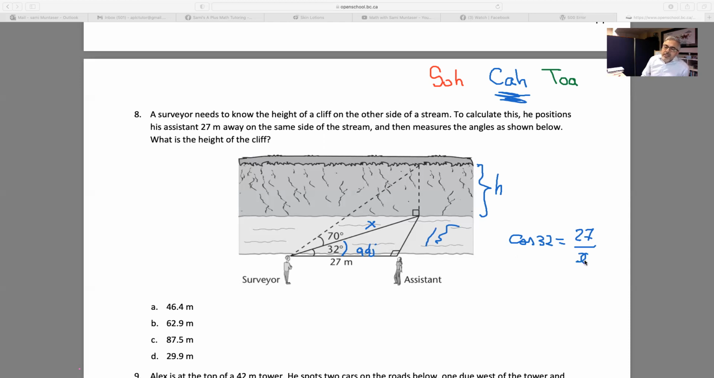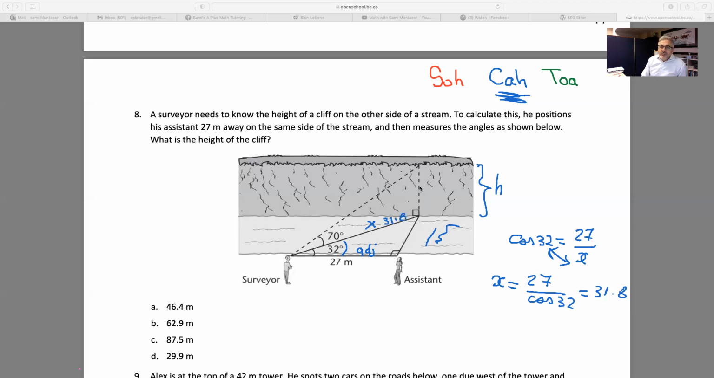Now, since the unknown is on the bottom, as I said, just cross exchange. So the cos 32 crosses and goes where the x is, and the x crosses and goes where the cos 32 is. So I'll have x equals 27 over cos 32, and that will equal 31.8 meters.